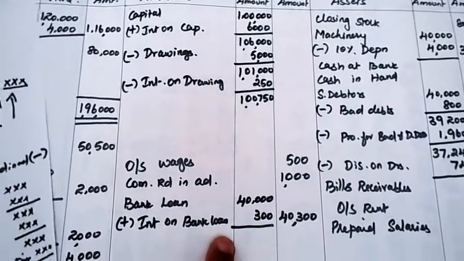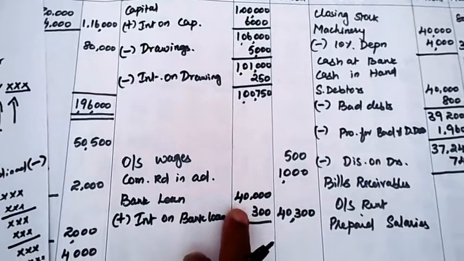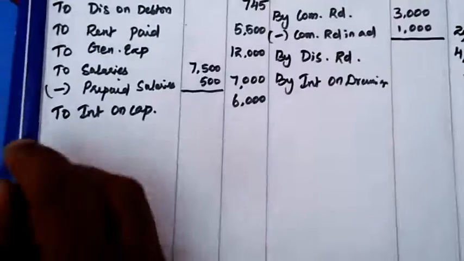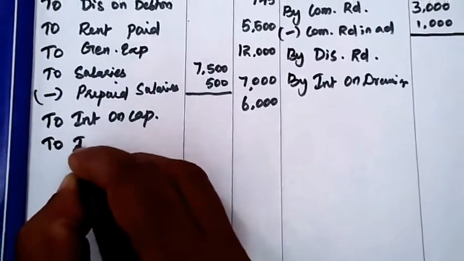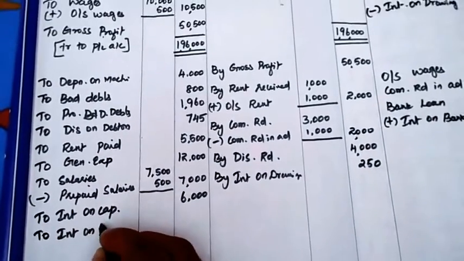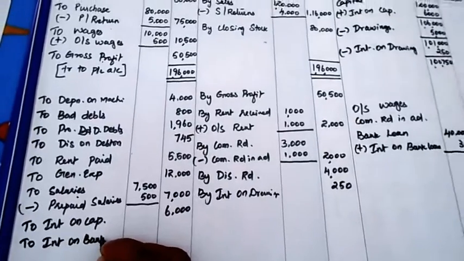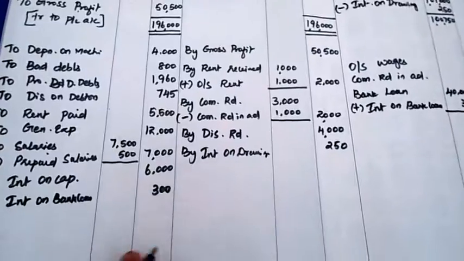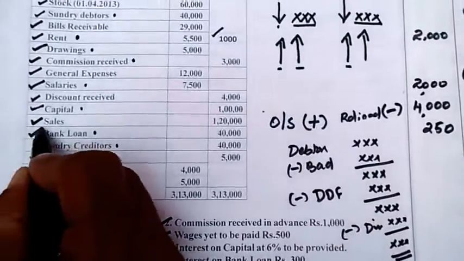Simultaneously you have to increase debit also. So enter this amount under debit side of profit and loss account. Profit and loss account debit side to interest on bank loan. How much? 300 rupees. So this entry also over. So bank loan is over.